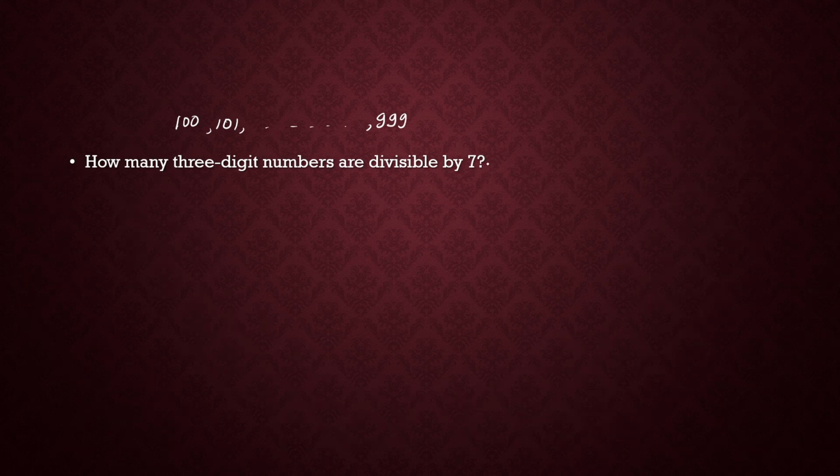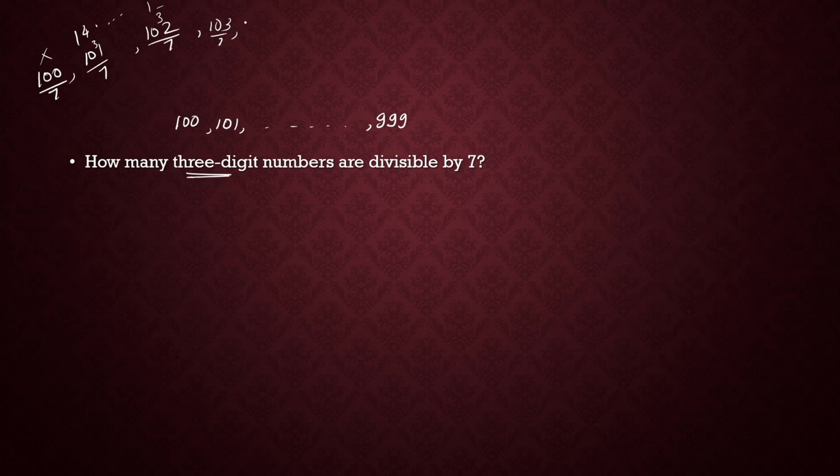Now I have to check which number is divisible by 7. So is 100 divisible by 7? No, 101 is not divisible by 7. So to find the first number divisible by 7 in three digits, you can solve it by trial and error. Divide 100 by 7, you're not getting a perfect integer, so it's not divisible. Next, 101 by 7, again it's some decimal value. Now 102 by 7, again it is not an integer.